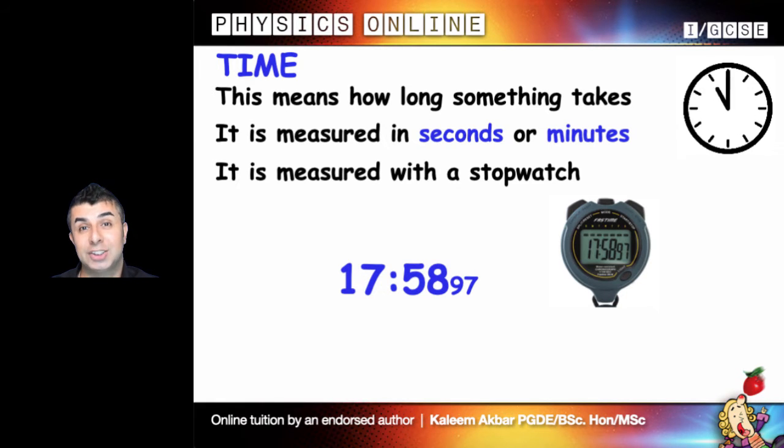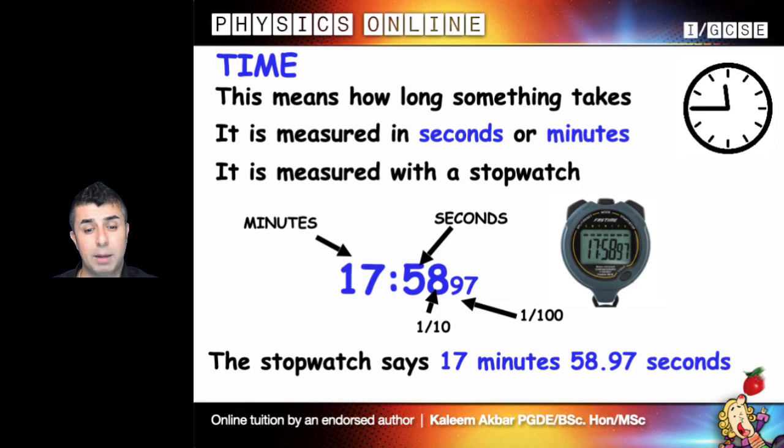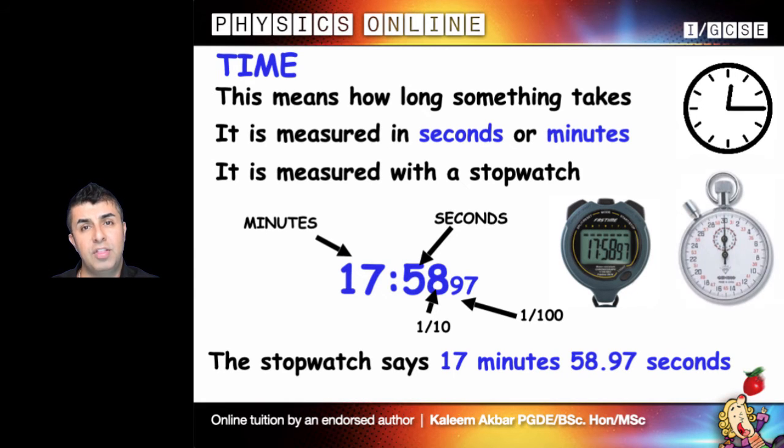Now, whilst a stopwatch can measure time, its ultimate purpose is to measure a small interval of time. So it's 17 minutes, 58 seconds, and 97 milliseconds. Or if you want to be more simplistic about it, 17 minutes, 58.97 seconds. So if that's a digital stopwatch, this is what an analog one looks like, where the hand will be continuously varying.